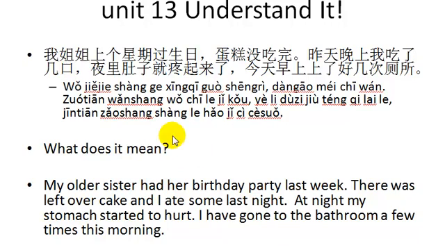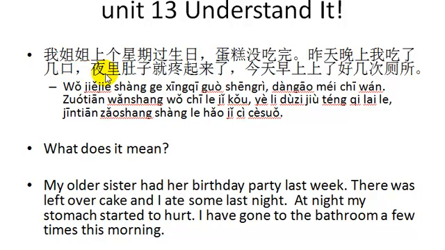So, 我姐姐上个星期过生日. That's pretty simple. My sister had a birthday last week. 蛋糕没吃完. We didn't finish eating the cake. 昨天晚上我吃了几口. I had a few bites. 口 here means a bite of something. Kou literally means mouth, but if you look it up in the dictionary, it also means a bite. So 好几口 or 我吃了几口. I had a few bites. I ate some. I had a few bites last night.